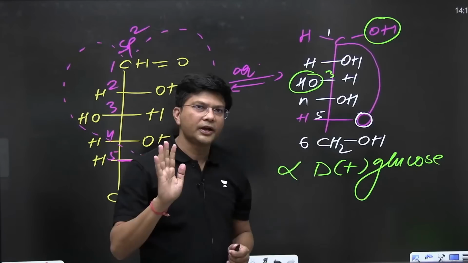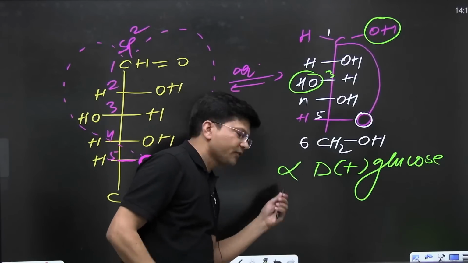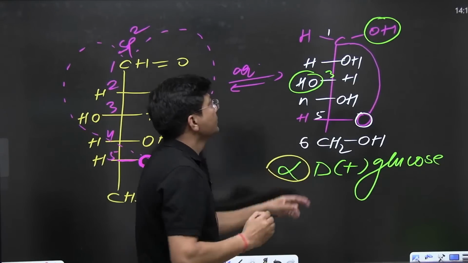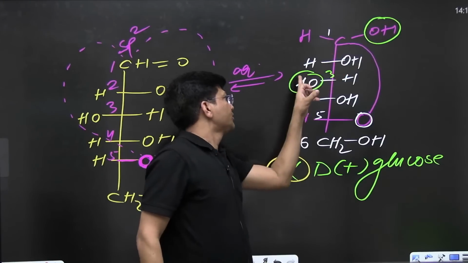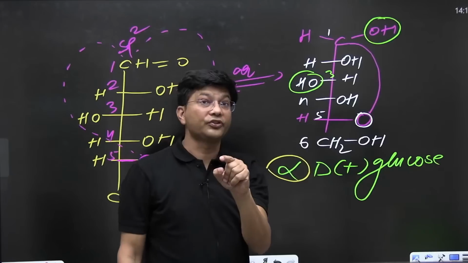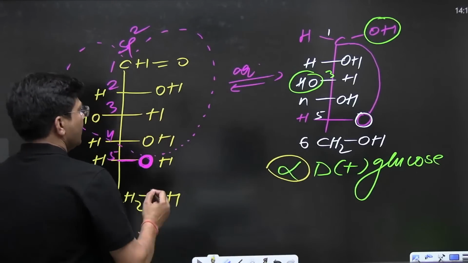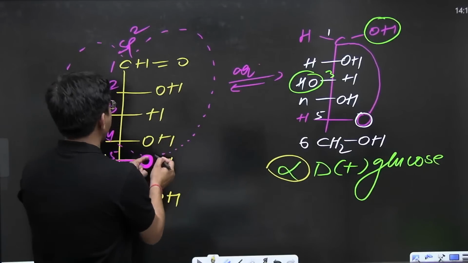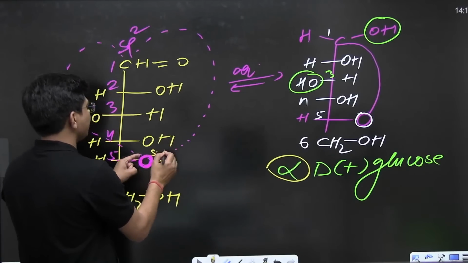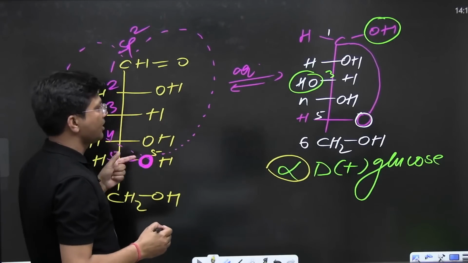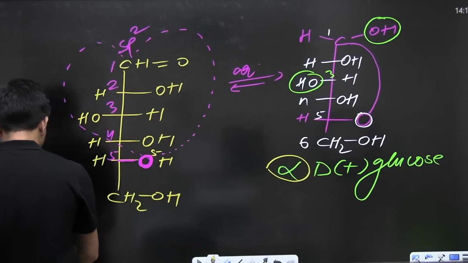Are you able to understand why we are saying this is alpha? Alpha means the 1st carbon OH and the 3rd carbon OH are on opposite sides. That's why we are saying it is alpha. Now my dear students, if this oxygen, which has a negative charge, attacks from the left hand side, we will get another compound that I am going to tell you.